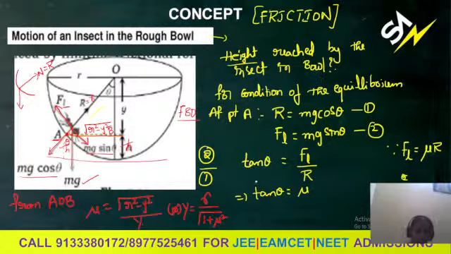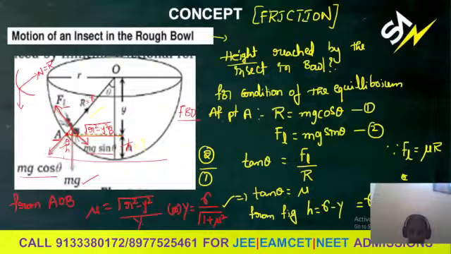Here we need to find the height reached by the insect in the bowl. So for that, we need to find what is this h value. This total is R, and minus y. So from the figure, we can write h is equal to R minus y. And y is this much. So substitute that value here and take R common. We get R into 1 minus 1 by under root of 1 plus mu square. So this is the height reached by the insect in a rough bowl when maximum limiting friction develops at that point.